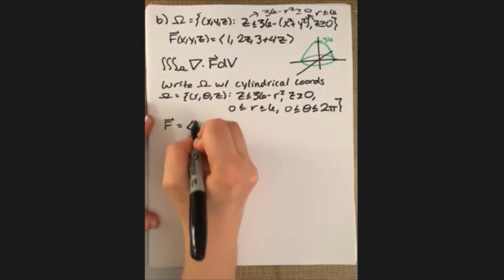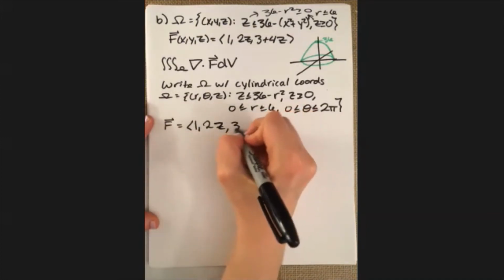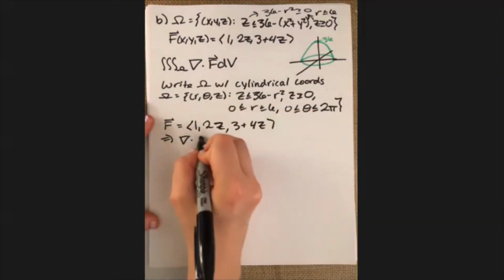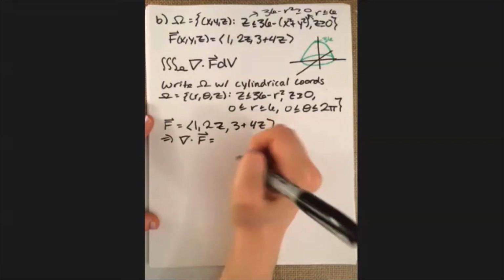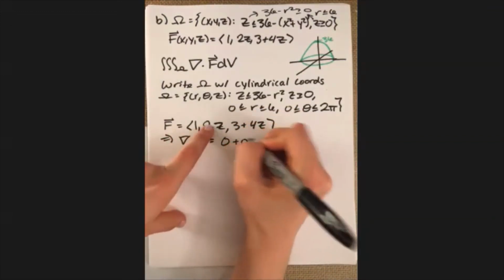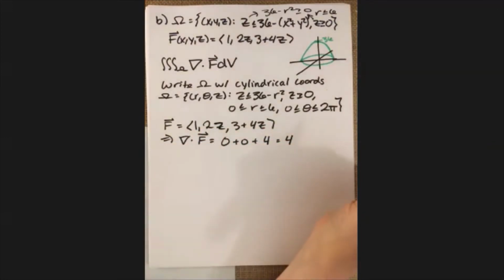So our vector field is just 1, 2z, 3 plus 4z. And that means that when I take my gradient operator and dot it with f, I'm just going to get 0 plus 0 and then plus 4. So that's pretty much all there is to that piece.